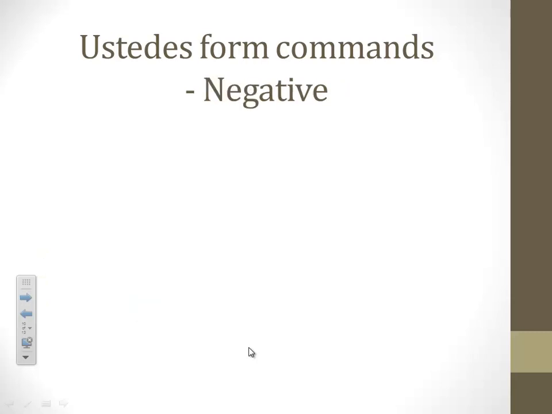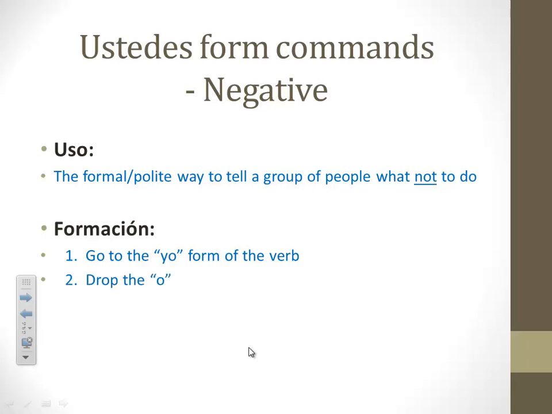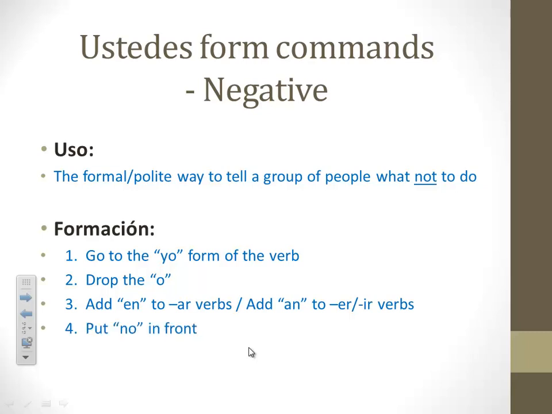Okay, what if I have a negative ustedes form command? I would use this again to tell a group of people what not to do. And to form it, same steps. Step 1, go to the yo form, present tense. Step 2, drop your o. Step 3, add the opposite ustedes form ending. And step 4, put a no in front. So just like your usted commands, they're formed exactly the same, affirmatively and negatively. The only difference is the no.